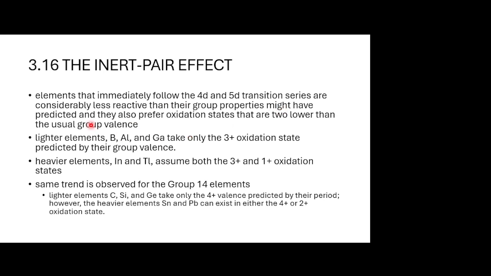Okay, so again, those are going to be less reactive than their group would otherwise indicate. The lighter elements like boron, aluminum, gallium will take only a 3+ oxidation state, which is what their group number would predict. That's that 3A up there, right? And so they typically take 3+ oxidation states. Normally those things have predictable oxidation states, don't they? But when we start going down more, what we see is that the heavier ones have 2 oxidation states. They can be a 3+, they can be a 1+.